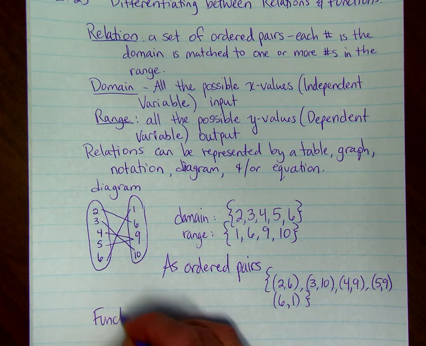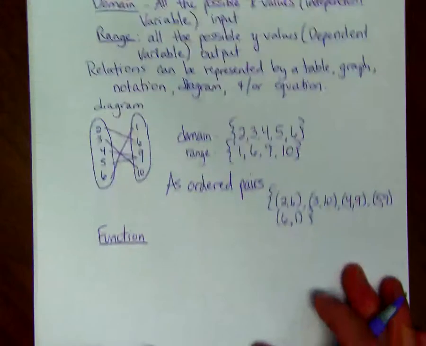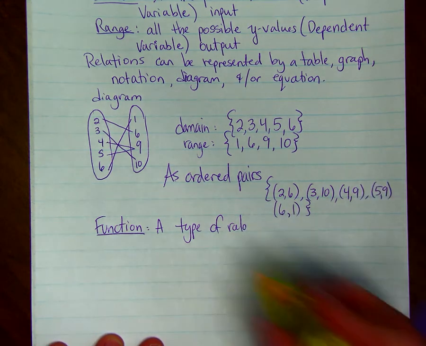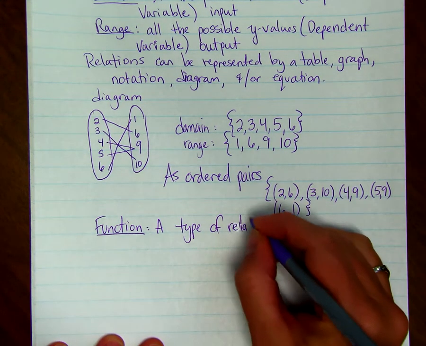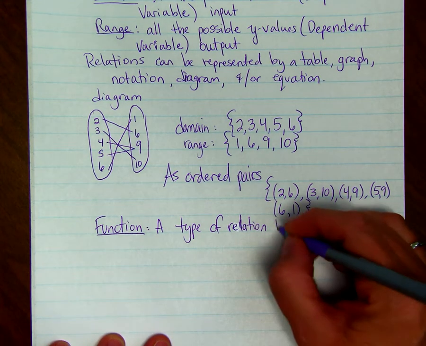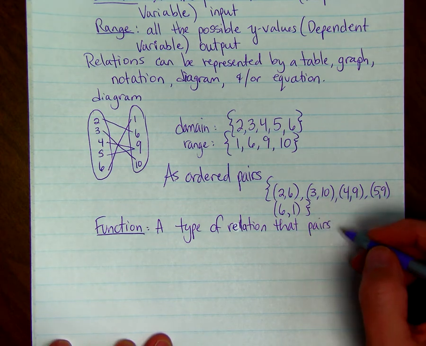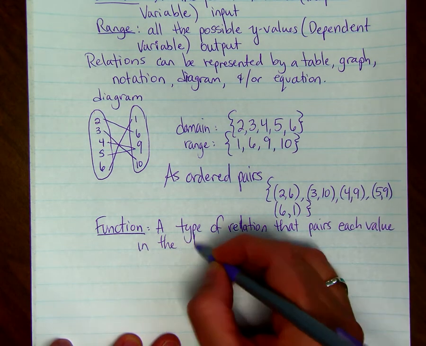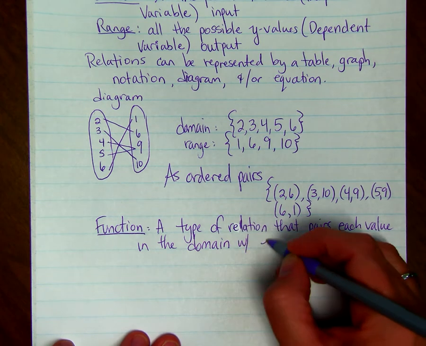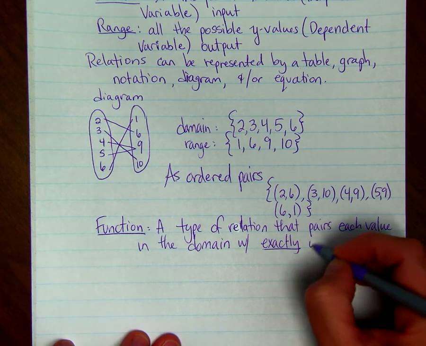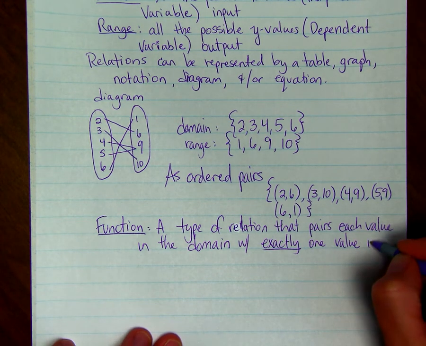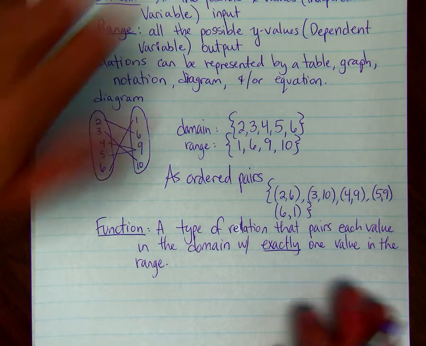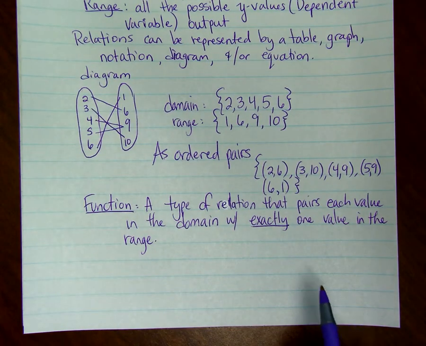Now a function is a type of relation and it has some rules. A function is a type of relation that pairs each value in the domain with exactly one value in the range. So each x value, or the input value, is only allowed one y value.